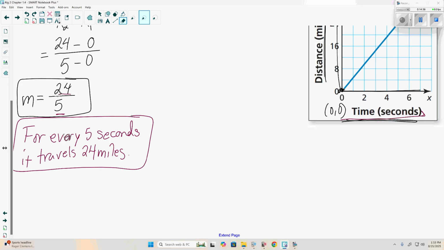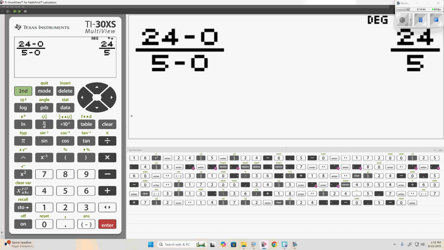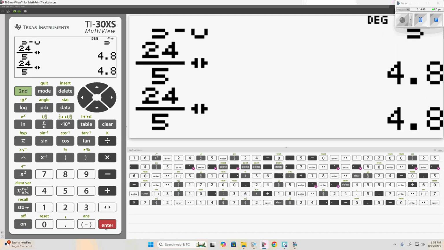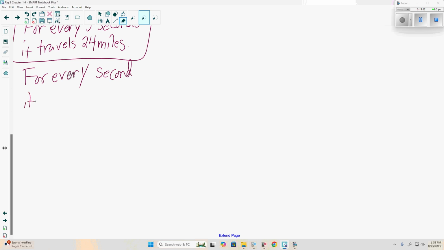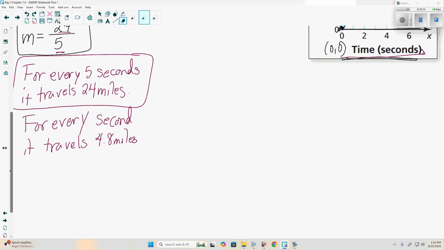Now there are multiple ways to interpret this slope, because we could say this here. If we converted this to a decimal, 4.8, we could say for every second, it travels 4.8 miles. We're saying the same thing, but we worded it differently.